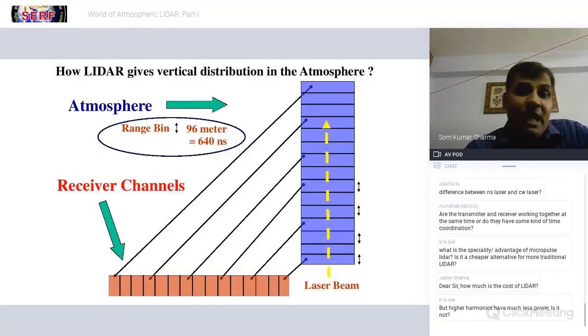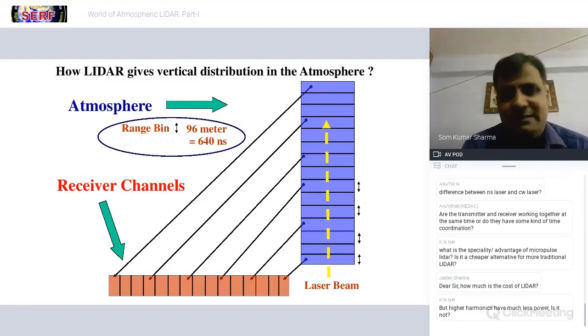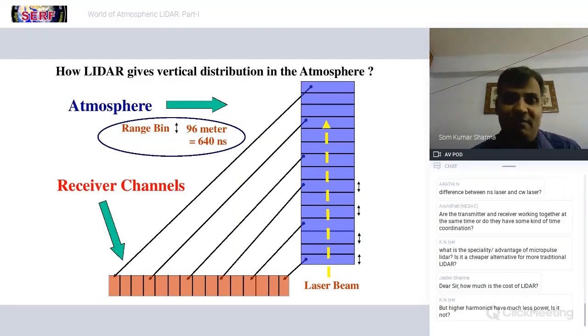One more important thing I would like to discuss with you is something many people are curious about: how the LIDAR keeps the vertical information, which signal is coming from which altitude, and how it gives this information. That is very simple. If this slide is in front of you, please see how LIDAR gives the vertical distribution of the atmosphere. I have made it to be more lucid.